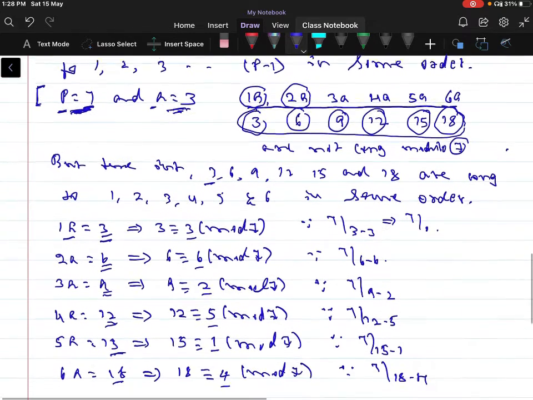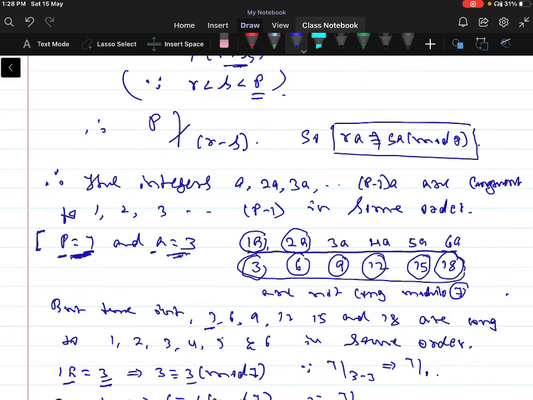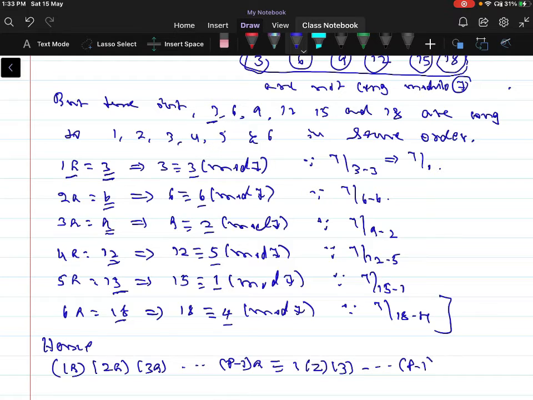So let us move to the proof of the result now. For the integers a, 2a, 3a and so on up to (p minus 1)a, they are congruent to 1, 2, 3 and so on up to p minus 1 in some order. Hence 1a into 2a into 3a and so on into (p minus 1) into a is congruent to 1 into 2 into 3 and so on into p minus 1 modulo p.